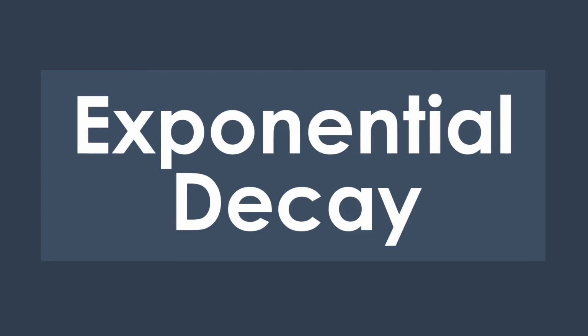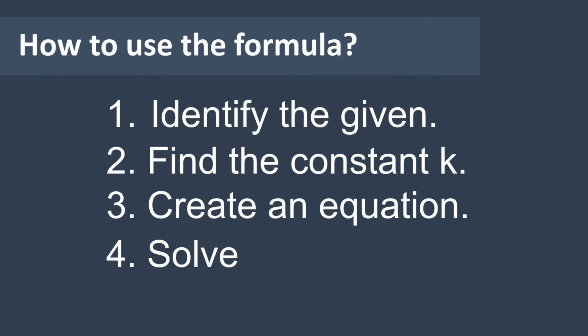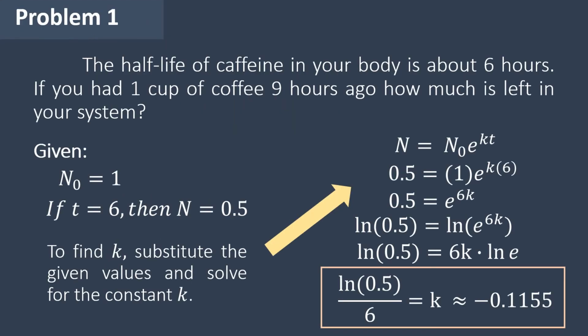Now, how about exponential decay? So, the opposite of exponential growth is, of course, exponential decay. So, a quantity is subject to exponential decay if it decreases at a rate proportional to its current value. So, kung kanina, lumalaki yung number natin, this time, we have a decrease. So, same pa rin yung magiging formula natin. However, in this case, k should be less than 0. So yung k would be a negative number. Now, how to use the formula? Of course, we're going to identify the given, find the constant k, create an equation, and finally solve the problem.